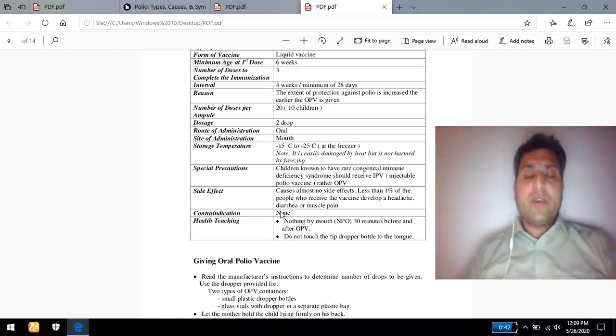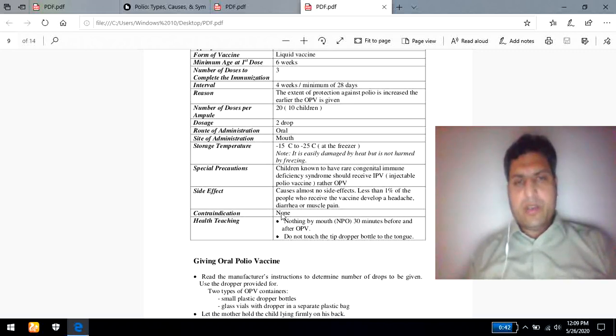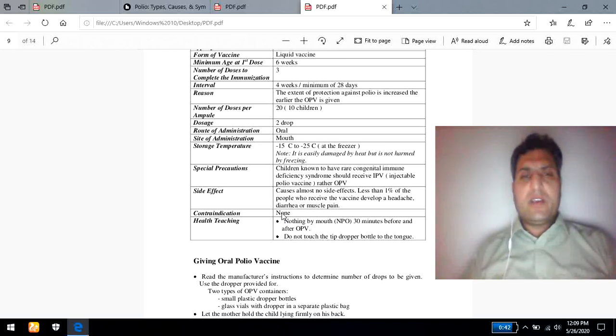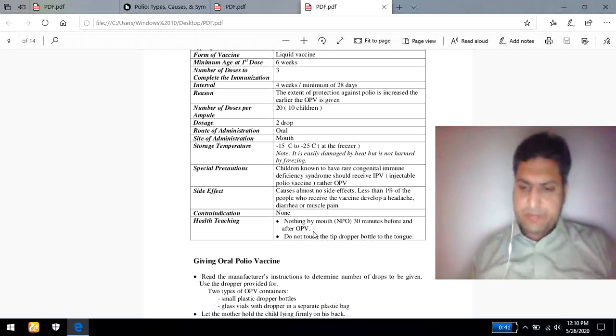Anyhow, if some severe problem is there, some severe anaphylactic reaction is there, so on a temporary basis you can avoid it, yes, but anyhow this vaccine is to be continued. From the health teaching point of view, obviously nothing by mouth 30 minutes before and after the OPV. Yeah, this is very important. So don't take anything 30 minutes before and after the administration of the OPV, oral polio vaccine. This is too much important.